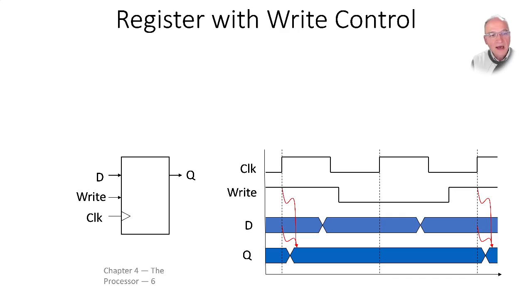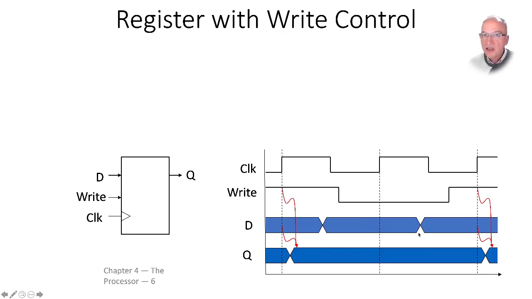And now what happens is that only when my write signal is true, the output of my register will follow the input. When my write signal is false, when it's low, the output does not follow the input. The output remains the same regardless of what happens in the input. So now I have memory that can last for much longer.